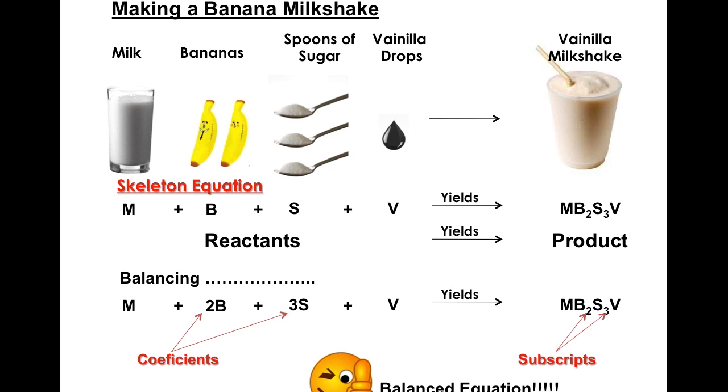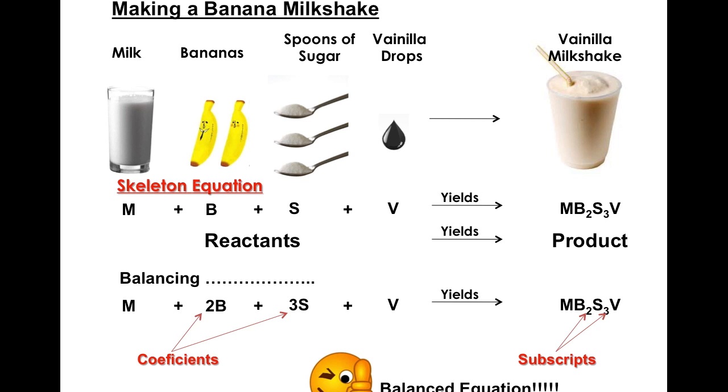This is a skeleton equation where we are going to be using letters for indicating the different components that we have, and numbers for indicating the quantities that we have of them. For milk, we're using M, bananas B, sugar S, and vanilla V. As we can see, the amount of them is stated in the vanilla milkshake. On the left, we have the reactants. On the right, we have the products.